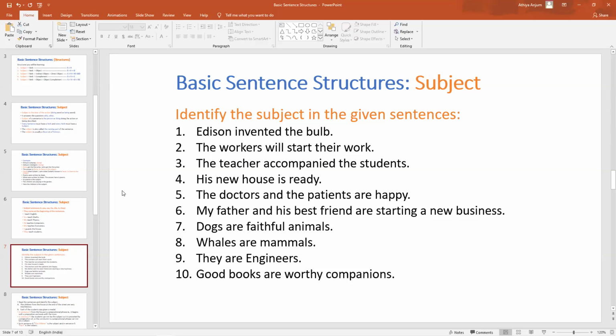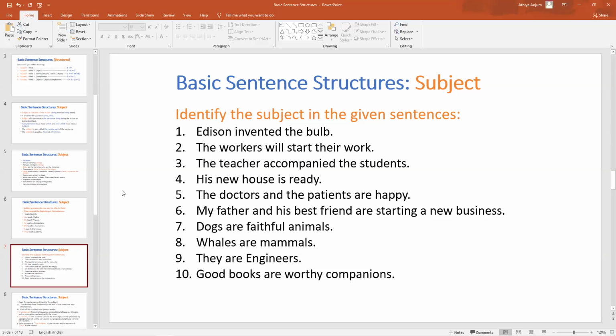In the same way, next one, his new house is ready. So here, can you say who is ready here? No. What will you ask? What is ready? So what is ready? His is ready or new house is ready? House is ready. So which is the subject? House is the subject here. New again, it is describing more about the house. And whose house? His house. So house is ready. House becomes your subject, right?